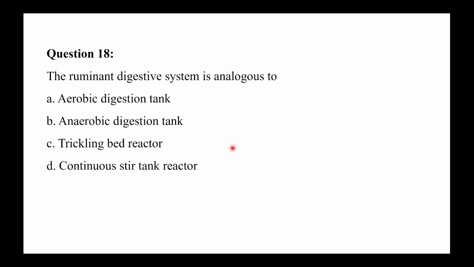Next question is, ruminant digestive system is analogous to. I've already explained this. Ruminant digestive system is analogous to option A, aerobic digestion tank, option B, anaerobic digestion tank, option C, trickling bed reactor, and option D, continuous stir tank reactor. A ruminant digestive system is analogous to.